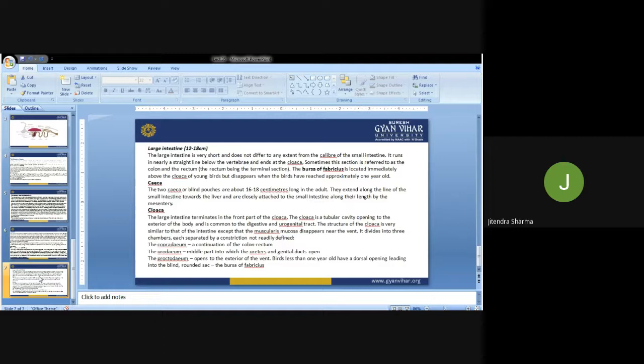The cloaca is a tubular cavity opening to the exterior of the body, and it is common to the digestive and urogenital tracts. The structure of the cloaca is very similar to that of the intestine except that the muscularis mucosa disappears near the vent. It divides into three chambers, each separated by constrictions not really defined: the coprodeum, then the urodeum, then the proctodeum, and these are the three chambers.